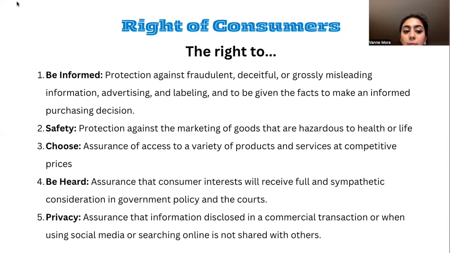And finally, we have privacy, the assurance that information disclosed in a commercial transaction, or when using social media or searching online, is not shared with others, especially when we buy something online. We have the right that all our data and credit card information is safe.